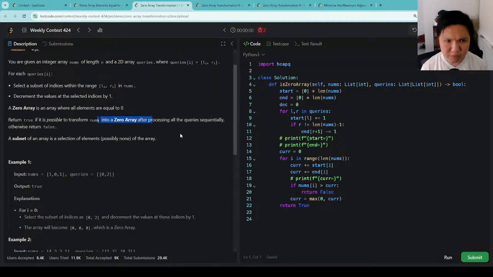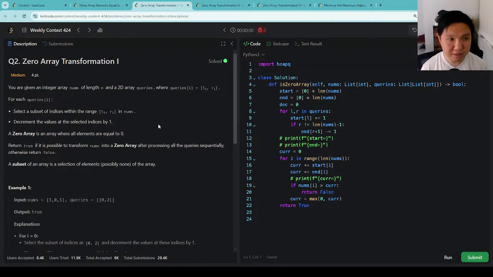Now, there's one thing that they weren't very explicit about, which is if the value at the selected index is already 0, you don't decrement it. You just leave it at 0.